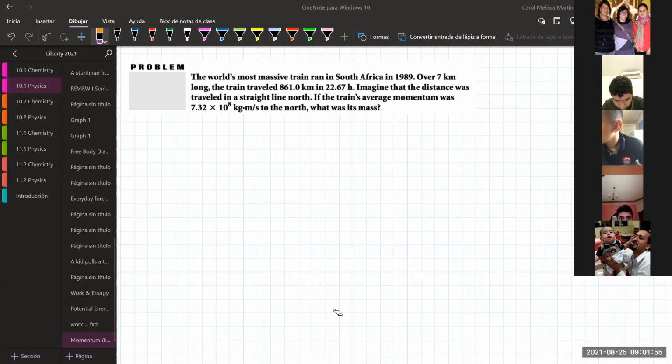we need to focus on the question. The question is, what was its mass? So I need to find the mass. Remember, this is the main equation for momentum. And if I want to find the mass, then I have to isolate. My mass is going to be equal to the momentum divided by velocity. So what do I need for this problem? I need momentum and I need velocity.